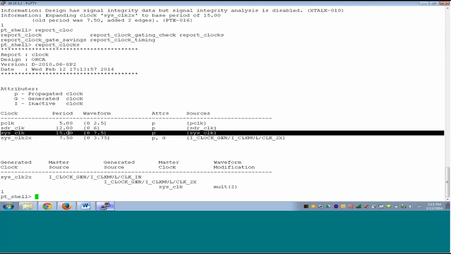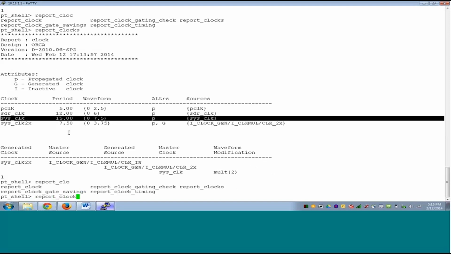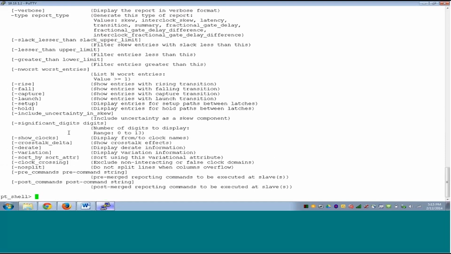Now there's a very interesting command called report clock timing. Report clock timing helps us in analyzing a particular clock in terms of its latency and speed. It has a lot of options, many of which are common to report timing, because they are from and to and setup and so on. So one example I'll show you. I'll say report clock timing. Is there a minus clock option?